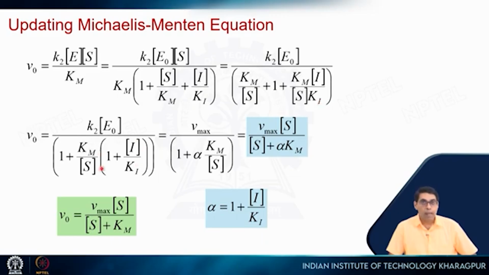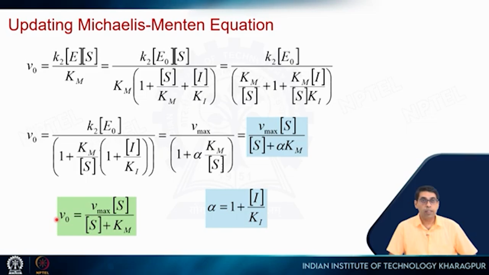This 1 plus I by Ki, this is what we call alpha. So you can call it an inhibition constant or some parameter, right? So the alpha value will increase if we increase our inhibitor concentration, right? So this is alpha and that is multiplied by this. So our final form of the Michaelis-Menten equation looks like this: Vmax times S divided by S plus alpha times Km, right, where alpha is this.